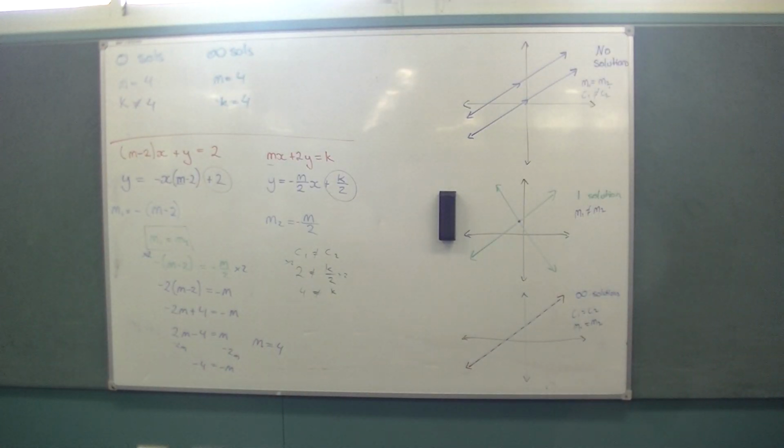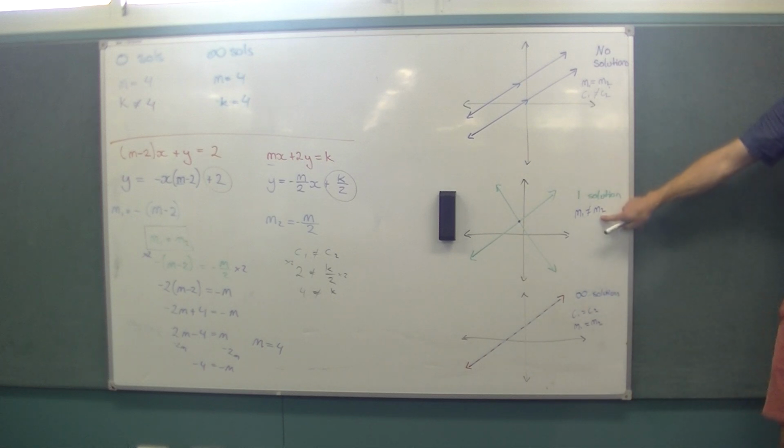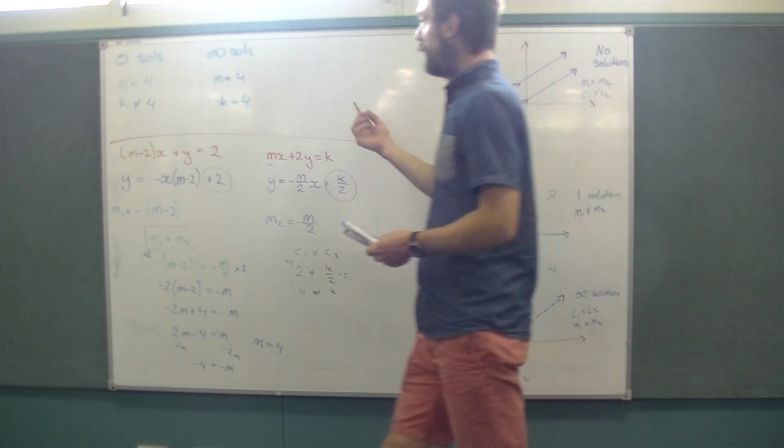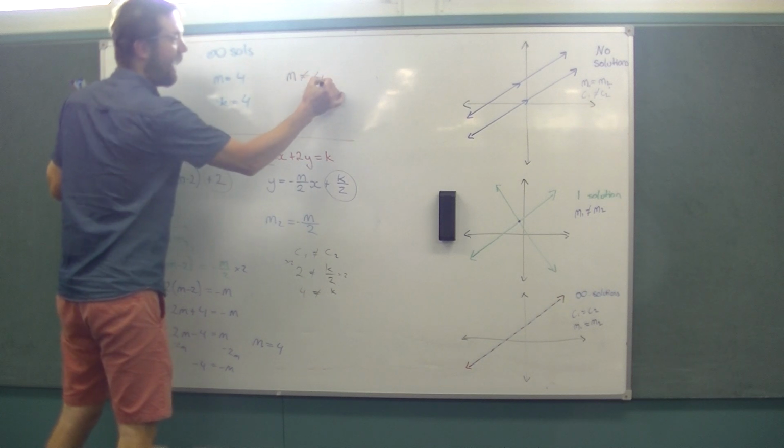Alright, what about one solution? The gradients have to be different. Exactly. So what would m have to be? Anything other than 4.